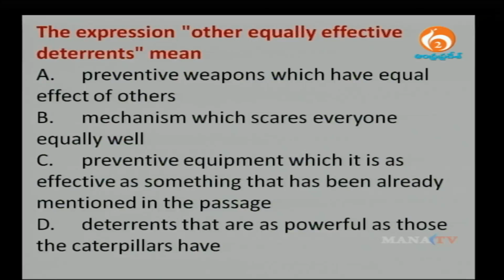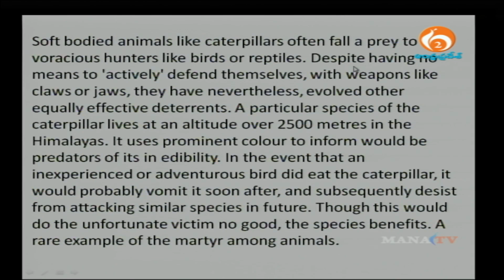Now let's look at the question. Question number 1. The expression other equally effective deterrent means: preventive weapons which have equal effect on others, mechanism which scares everyone equally well, preventive equipment which is as effective as something that has been already mentioned in the passage, deterrents that are as powerful as those the caterpillars have. Now if you look at these options, they all sound similar. You need to pick the most appropriate one. The other equally effective deterrents means here it says it does not have claws or jaws, but it has equally effective deterrent.